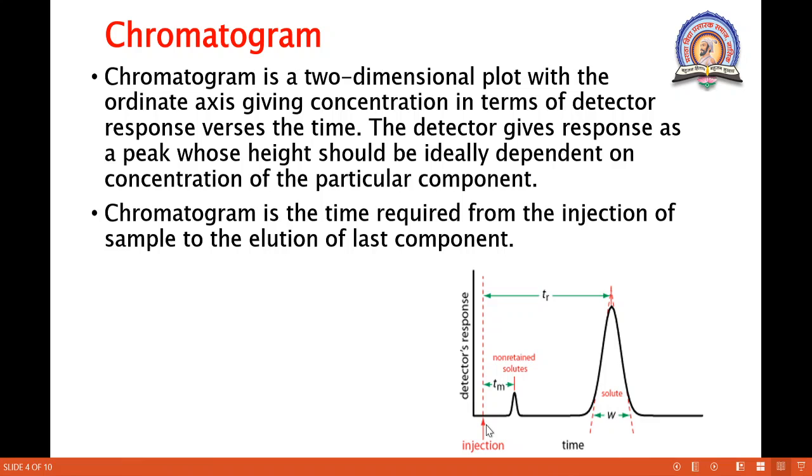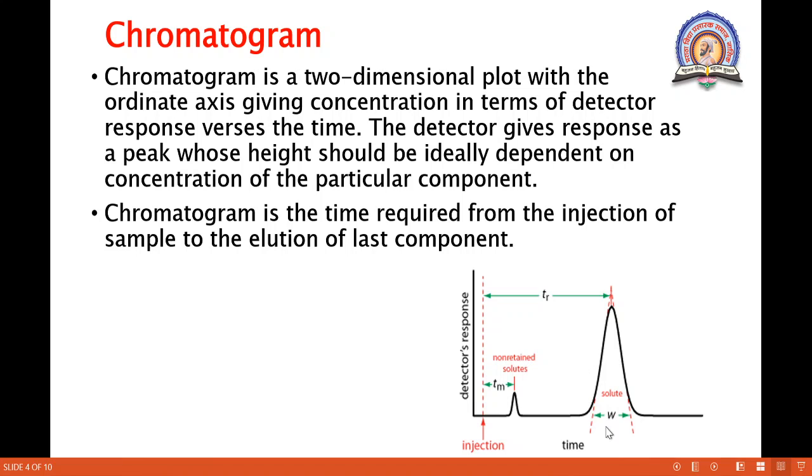Here we inject the sample. Then this is the TM, that is called dead time, the time required to remove the mobile phase. The time required for the first component to elute is the retention time. If the sample contains 3 components, then we say TR1, TR2 and TR3. So depending on the components present in the sample, this retention time is there.